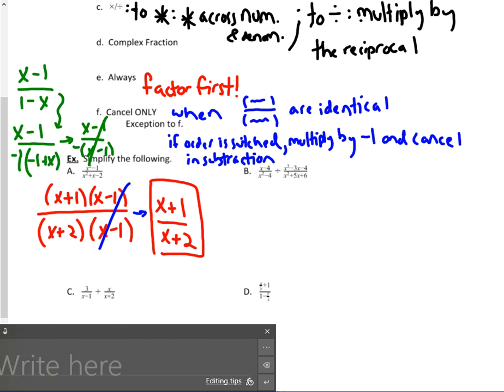All right, part B. I see division happening in part B's operation. You might factor first. Honestly, I would prefer to get rid of that division and change it into multiplication as my first step. So we have x minus 4. We're going to keep that first fraction over x squared minus 4 and multiply by its reciprocal.